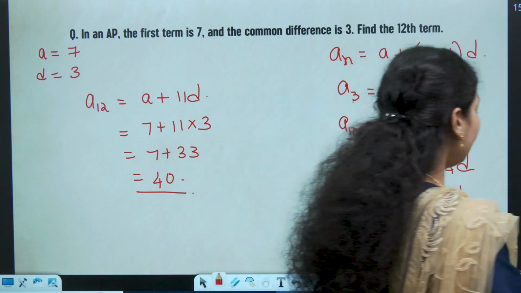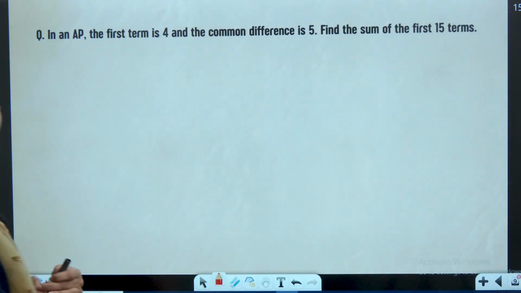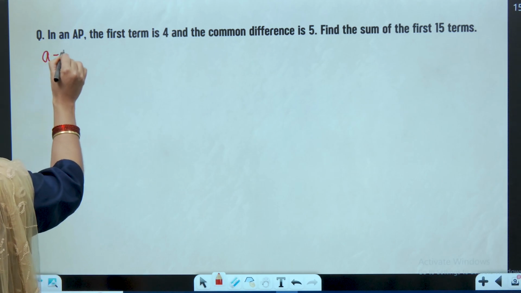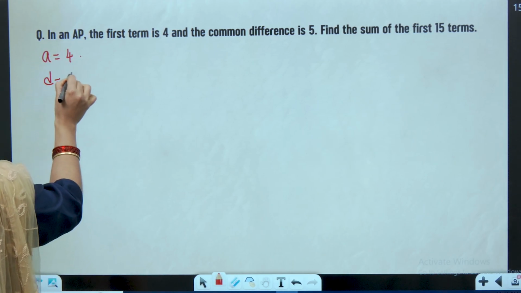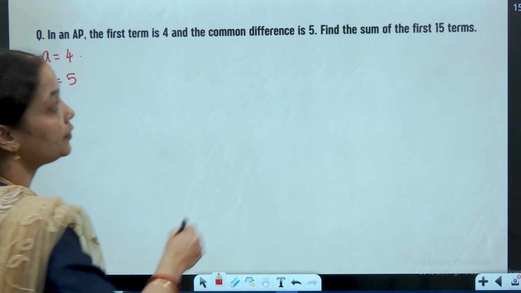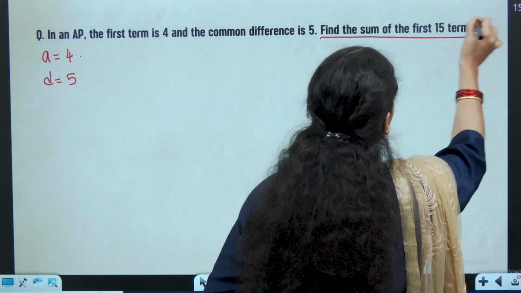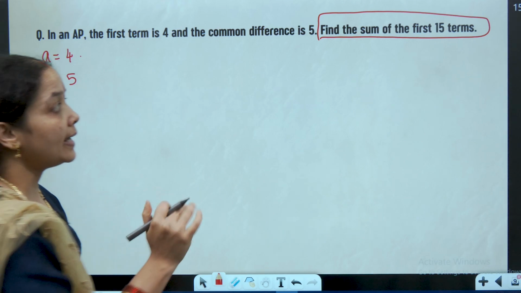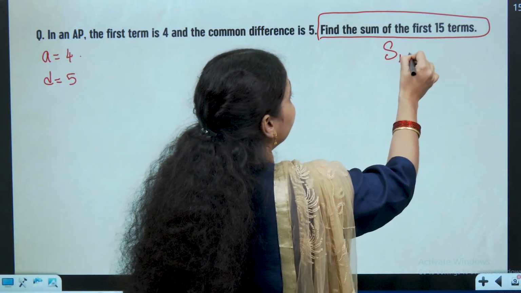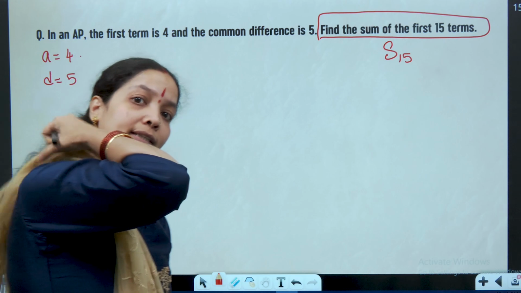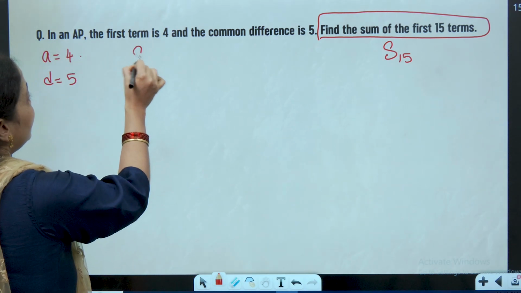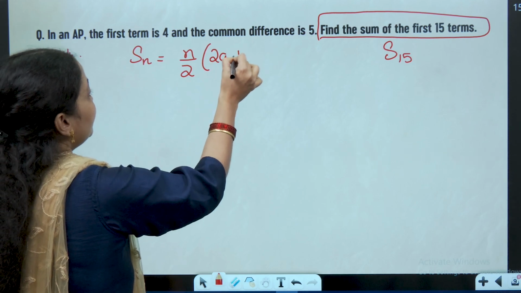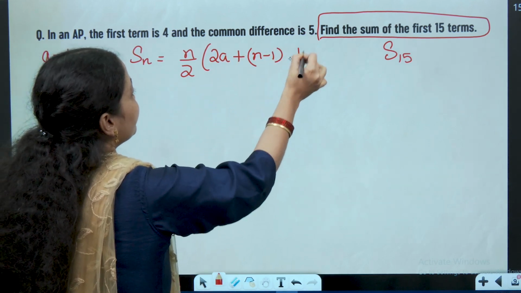Moving to the next question, all of you. In the next question, in an AP, the first term is 4. A is 4, common difference D is 5. This is given. What I have to find out? I have to find the sum of first 15 terms. Read the question properly. They are not asking us A15. They are asking us S15, sum of 15 terms. So what is the Sn formula? Sn is equal to n by 2 into 2A plus n minus 1 into D.